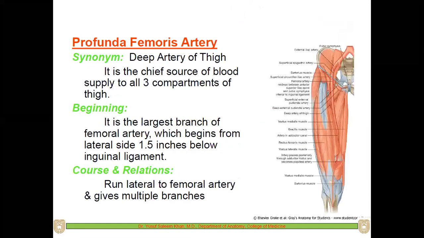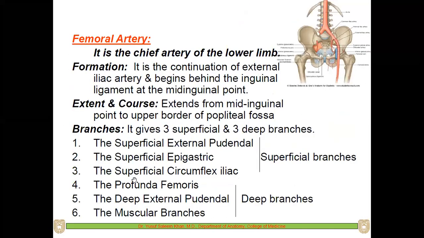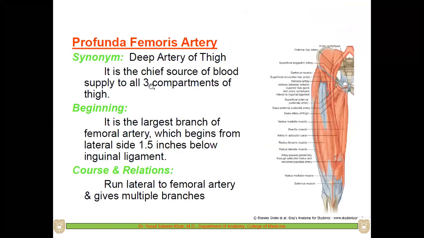Now coming to the profunda femoris artery. I said one of the very important branches of the femoral artery, one of the deep branches, is called the profunda femoris artery, which is a branch from the femoral artery. So what is this profunda femoris artery? It is also called the deep artery of the thigh. So this is the femoral artery coming all the way from the mid-inguinal point downwards through the femoral triangle. And it is giving a branch here. This is called the deep artery of the thigh, or it is also called the profunda femoris artery.